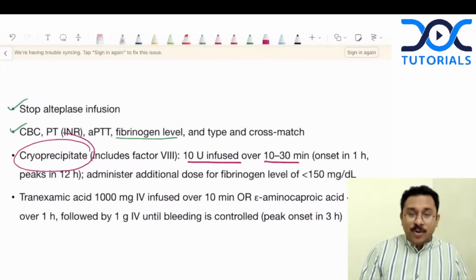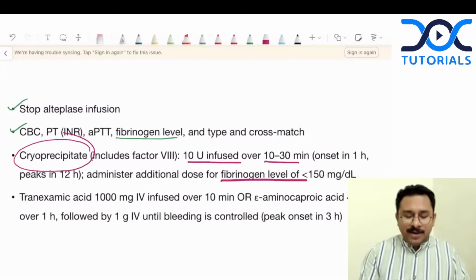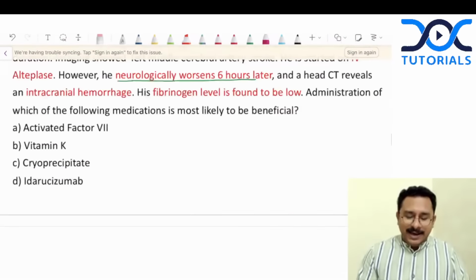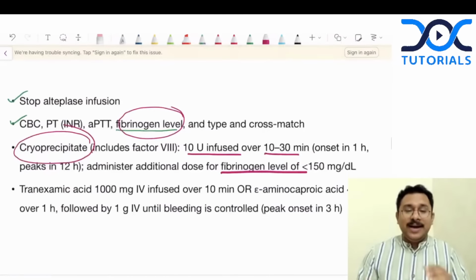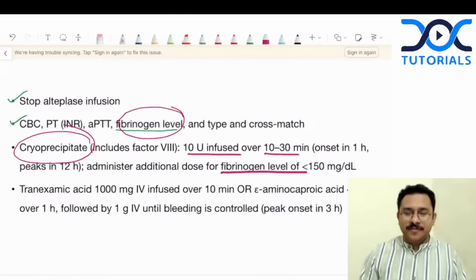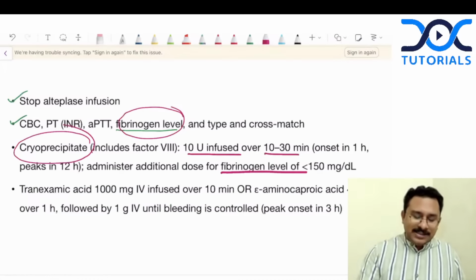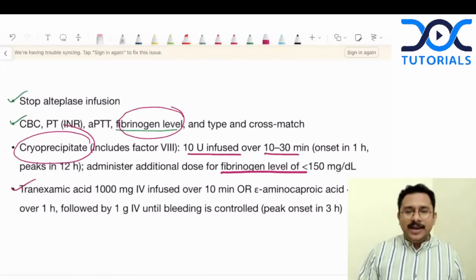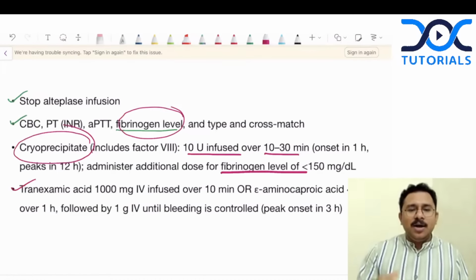And you may have to administer an additional dose depending on the fibrinogen levels. Remember, I told you, you have to check the fibrinogen levels. And in this case, you can see the fibrinogen level is low. So in this case also, you will have to give an additional dose after the first dose of cryoprecipitate that you gave. There is another option that you can give. That is tranexamic acid, 1000 milligram IV infused over 10 minutes, or epsilon aminocaproic acid, 4 to 5 gram over 1 hour, followed by 1 gram IV until the bleeding is controlled.